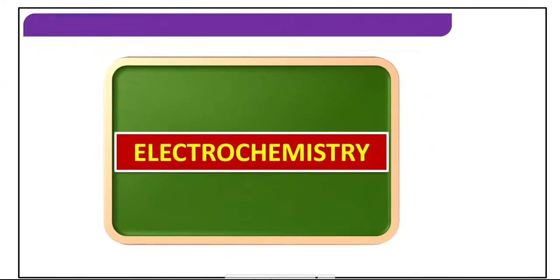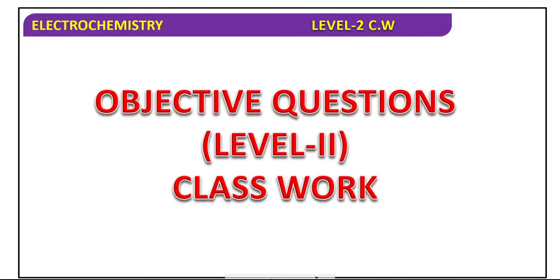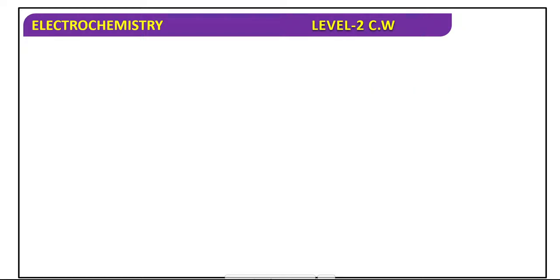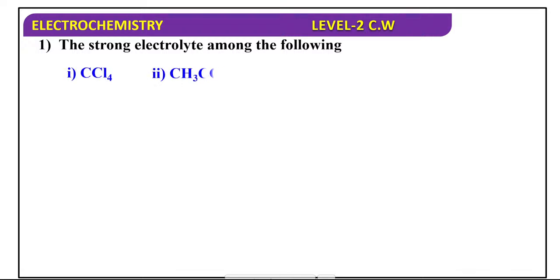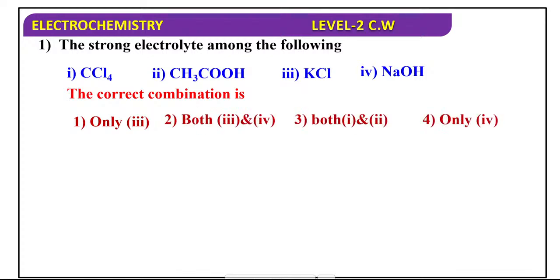ओके बेटा, तो इलेक्ट्रोकेमिस्ट्री के ऑब्जेक्टिव क्वेश्चंस हम कर रहे हैं। लेवल 1 किए थे हमने लास्ट 2 लेक्चर से, और अब ये लेवल 2 के क्वेश्चंस हैं। तो फर्स्ट क्वेश्चन है: द स्ट्रॉन्ग इलेक्ट्रोलाइट अमंग द फॉलोइंग CCl4, CH3COOH, KCl एंड NaOH। तो ये चार में से द करेक्ट कॉम्बिनेशन इज, tell me which one is the correct combination?